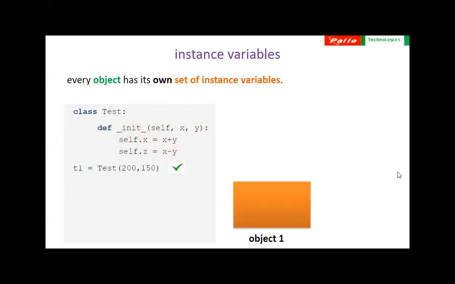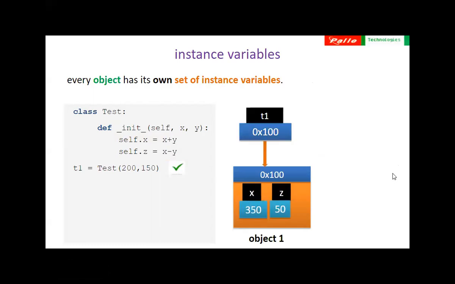You can see the same thing here. The object is created at some particular address, and that address is stored inside the variable t1. Now the object has two variables: x with value 350 and z with value 50. Remember, only variables with self will be stored inside the object. You can read here: every object has its own set of instance variables.